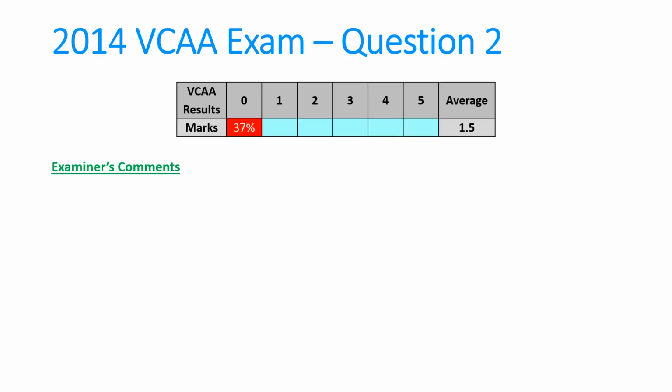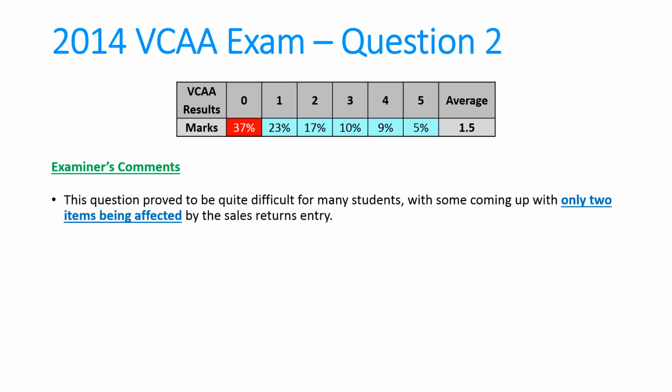Looking at the results, 37% of the state got 0, and even though that wasn't the highest percent of the questions that got 0, I just think this was the most difficult question on the paper. If we look at who got 5 out of 5, only 5% of the state could get that, and 9% could only get 4. That means that 86% of the state only got 3 or less, which shows that it was a really difficult question, and the average of 1.5 out of 5 demonstrates that.